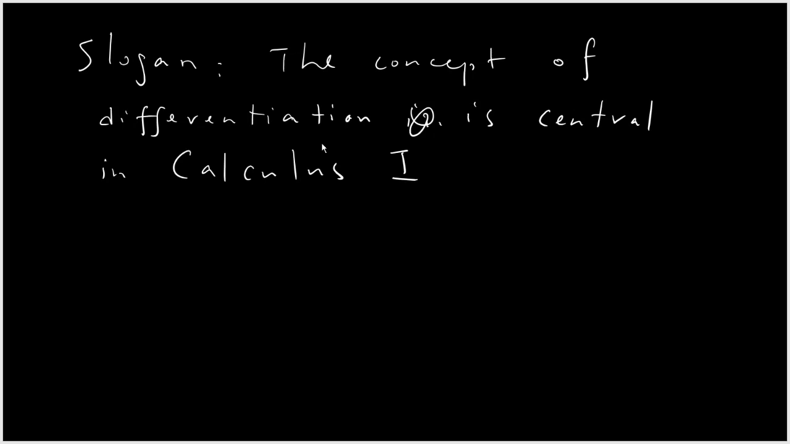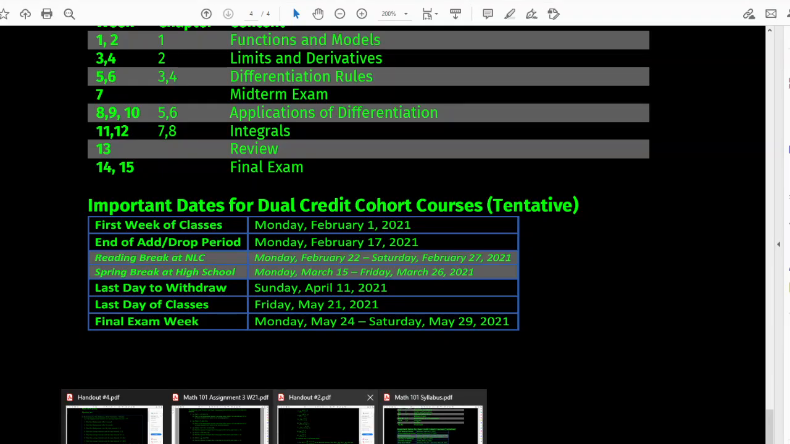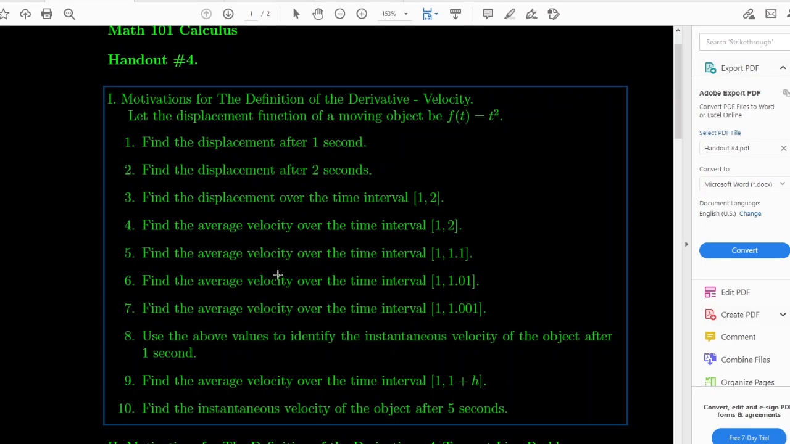I'm going to use a particular question to introduce the concept of differentiation, the derivatives, the same thing. Differentiation is the procedure of taking derivatives. We'll use a particular question to motivate the concept. So get your handout number 4. Okay, handout number 4. We're going to use part 1 to motivate the concept.